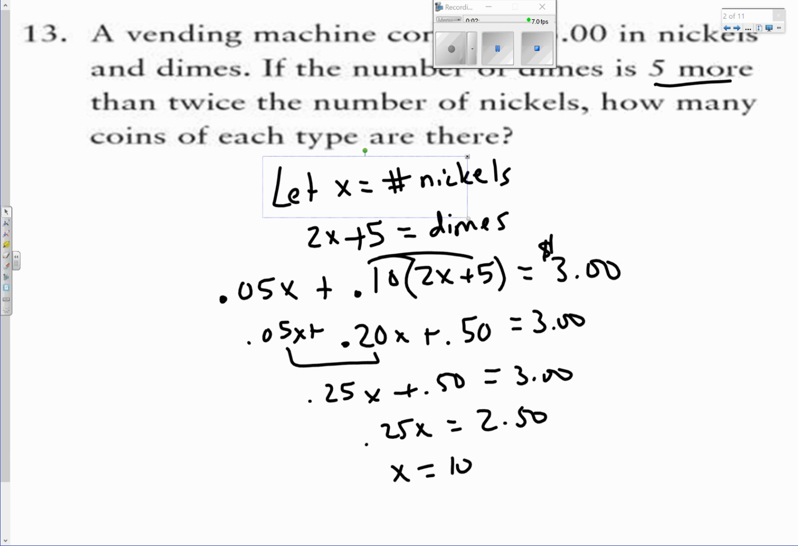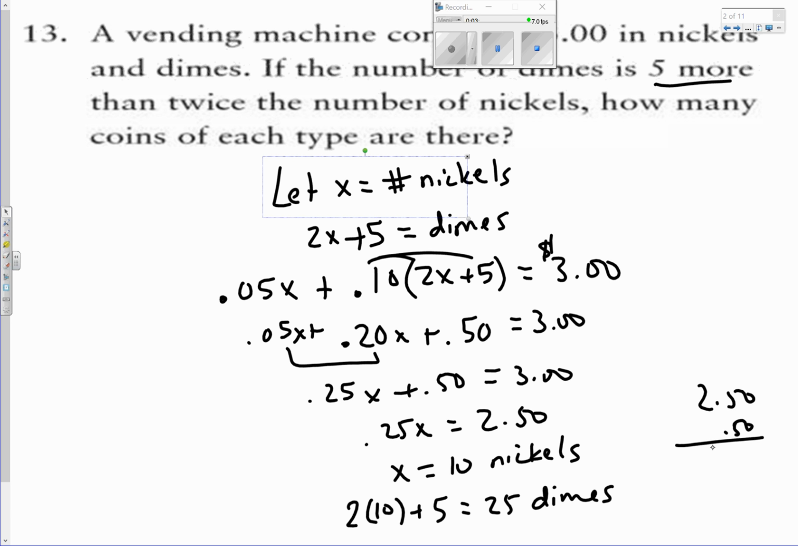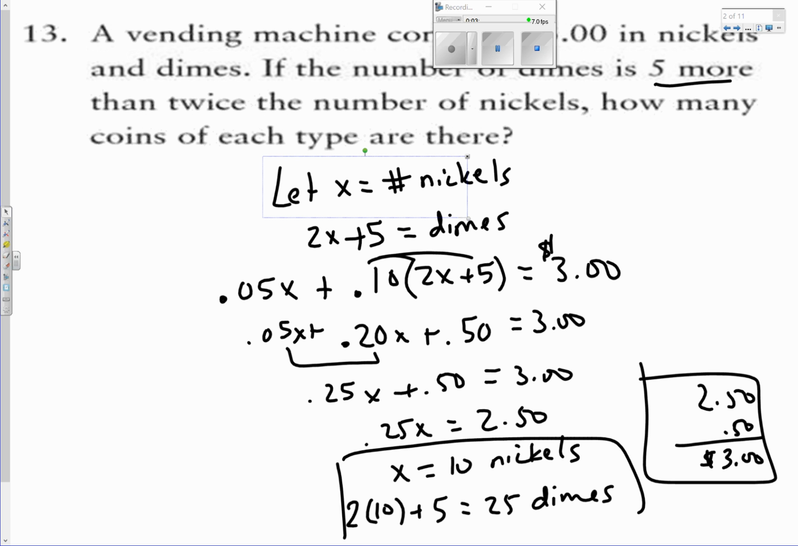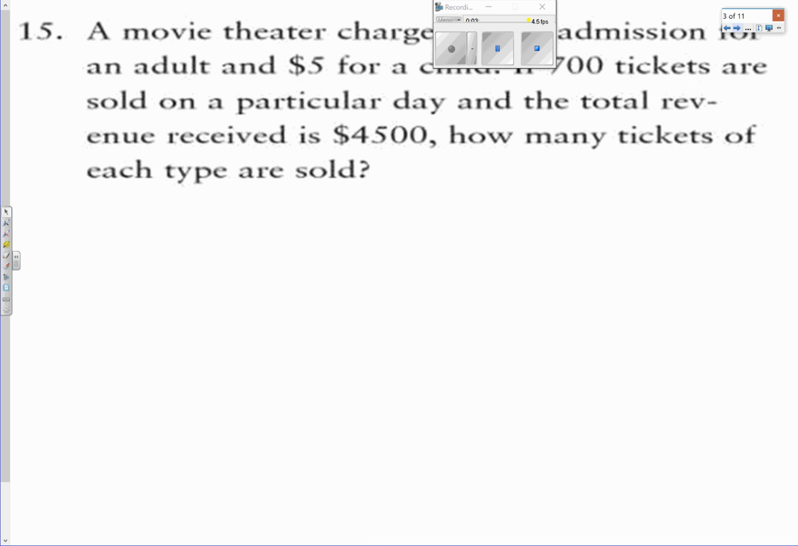So that's the number of nickels, right? So there are 10 nickels. And how many dimes there are is going to be 2 times 10 plus 5. So that's 25 dimes, right? You could easily check it. 25 dimes is $2.50, and 10 nickels is 50 cents. So that's going to be $3 altogether. So our math does add up, but this is the final answer. That's just the check. Box. Okay, next. A movie theater charges $7.50 admission for an adult and $5 for a child.